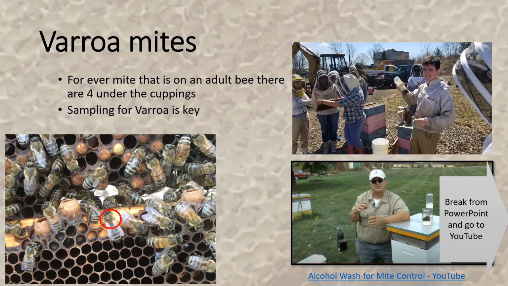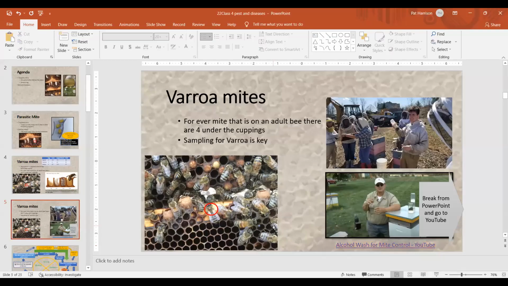And so how do you know what percentage of adult bees have varroa mites on them? The way is explained best by Mr. Tim Schuler, our former state apiarist.